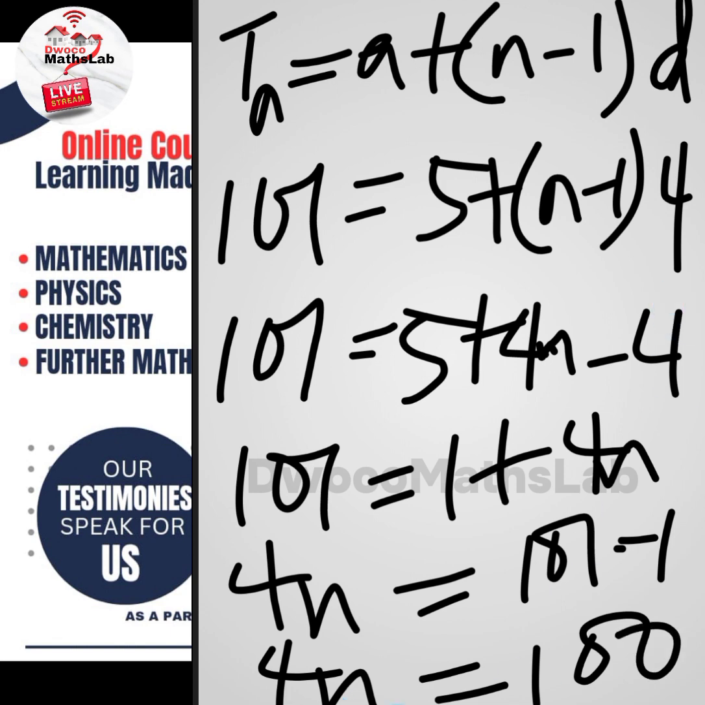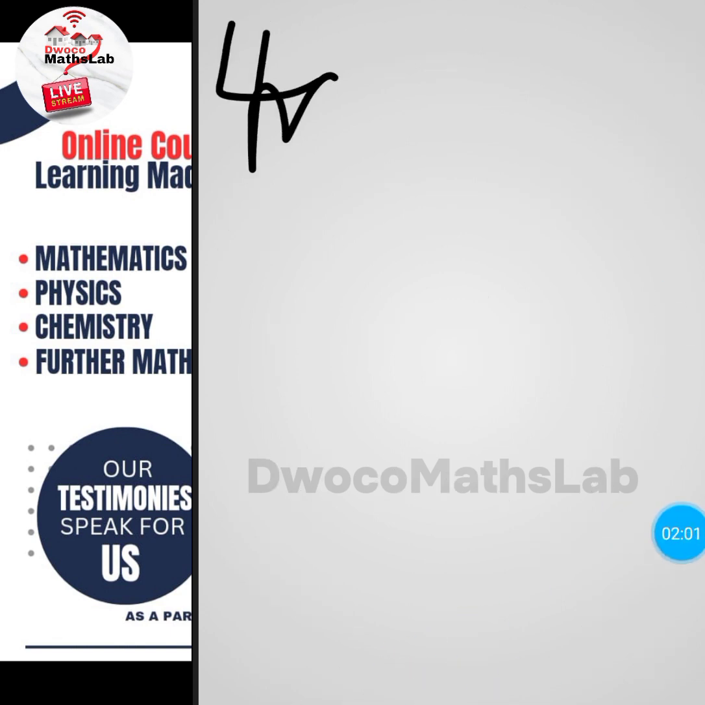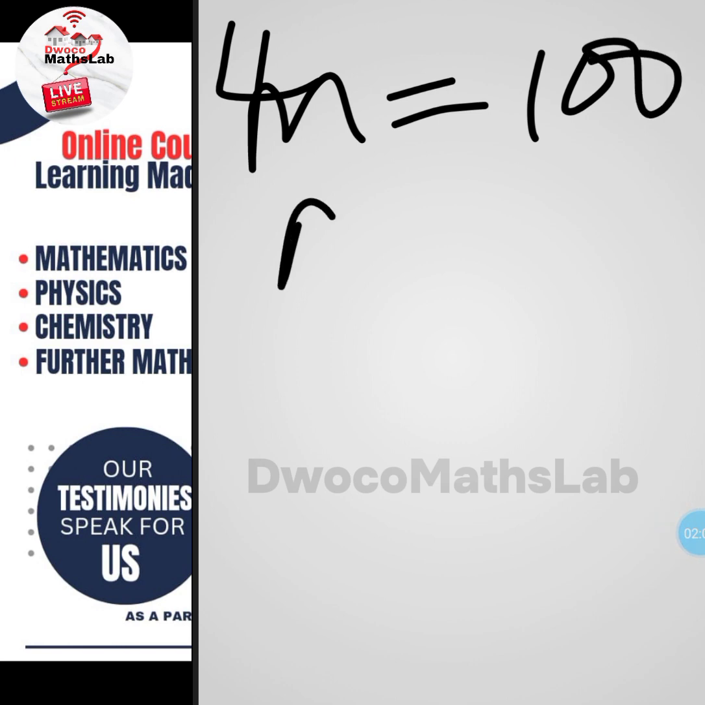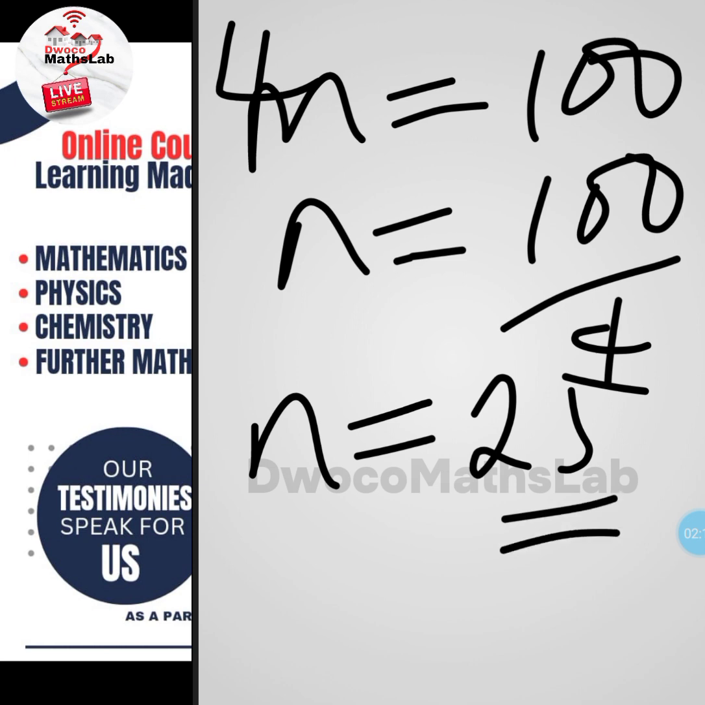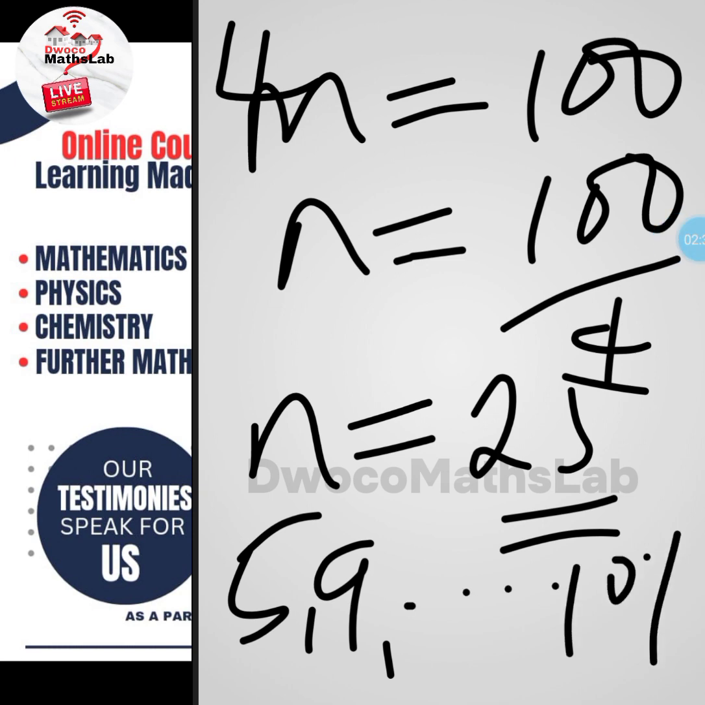So what's your n? Your 4n equals 100, so your n will be equal to 100 divided by 4. If you simplify that, 2 into 100 is 50, 2 into 50 is 25. So your n will be equal to 25. So the number of terms that make up that sequence is 25. This was 5, 9, up to 101, so there are 25 of them in this particular sequence.